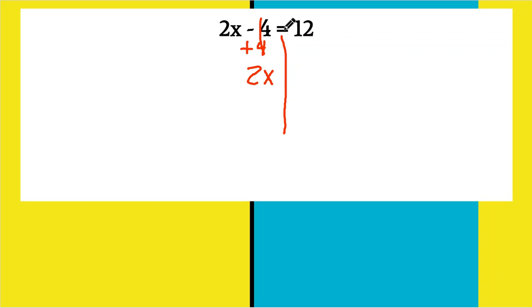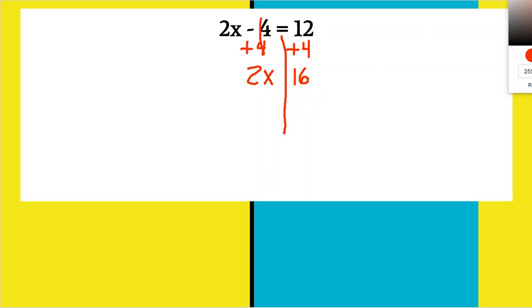Remember, with equations, that means they're equal. So whatever you do to one side of your equation, you have to do to the other side. So I did plus 4 to my left side of my equation, so that means I have to do plus 4 to the right side of my equation. So I have 12 plus 4, which gives me 16.